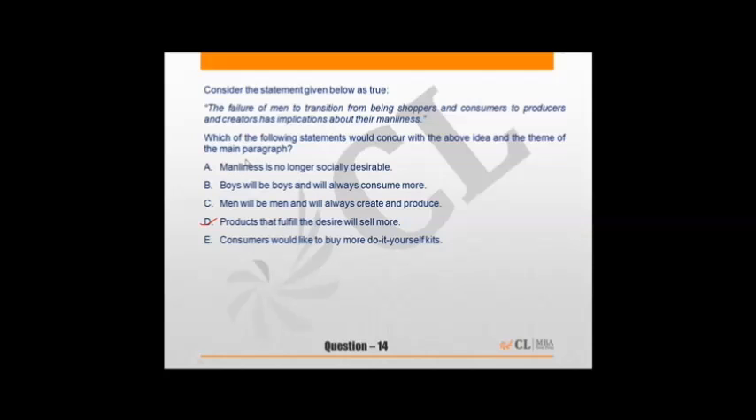Option A talks about manliness, which the passage has nothing to do with, so therefore option A can be eliminated. Options B and C are irrelevant because they cannot be inferred from this given statement or the passage for that matter, whether men will consume more or they will produce and create more. Also, option C is in contrast with the given statement, because if men fail to transition from the role of being consumers to producers, then they will not always create and produce. Also option E, would like to buy more do-it-yourself kits, can be eliminated on the same grounds. Therefore, the answer to this question is option D.